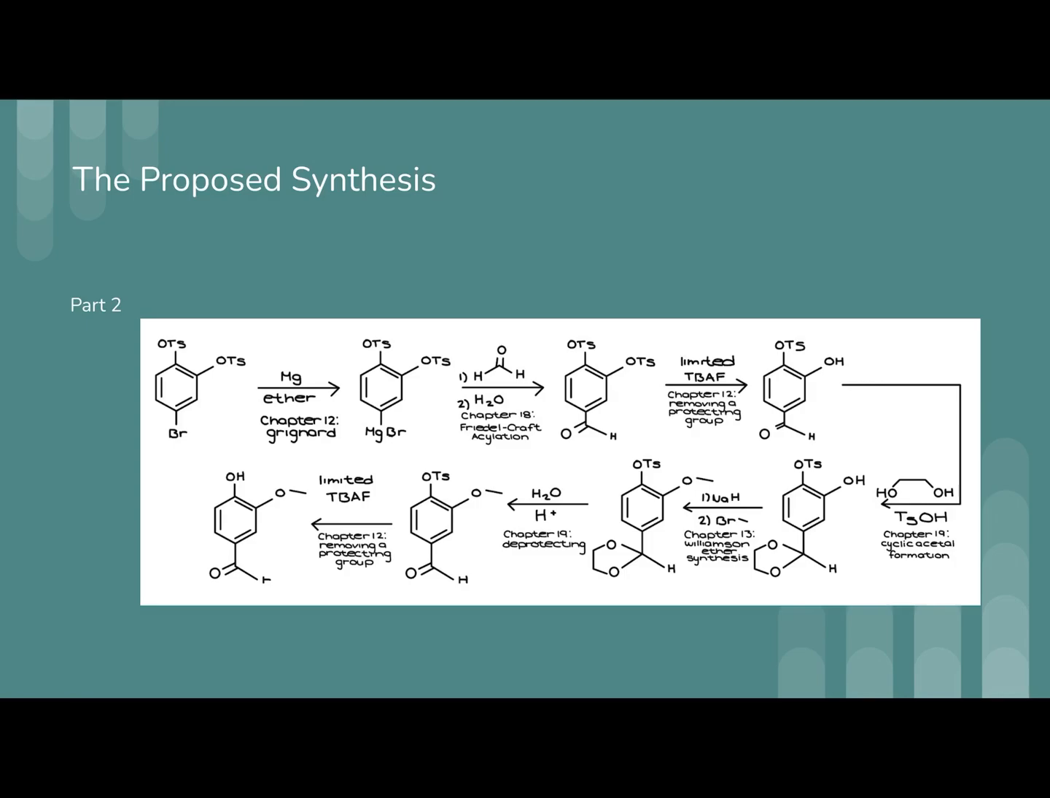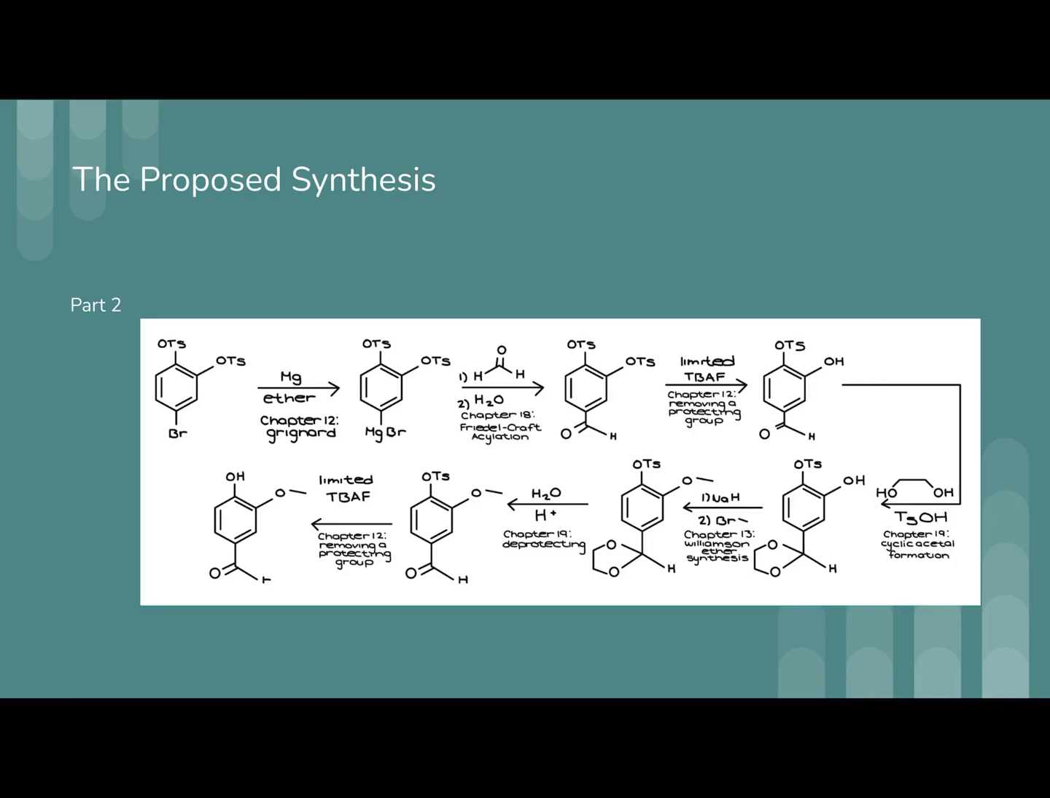From here, we take a limited quantity of TBAF and deprotect the 2 position in order to react it in the Williamson ether synthesis. However, we need to first protect our aldehyde group with ethylene glycol and tosyl acid, which is used in catalytic quantities to drive the acetal formation that protects our aldehyde group.